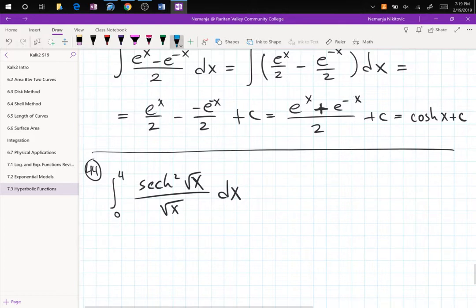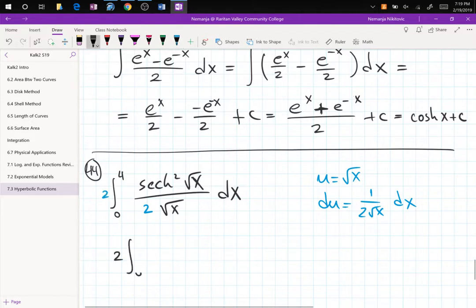So we have that u is equal to square root of x and du is, very good. So now I need a 2 and a 2 on top. So 2 integral, no, 0 to 4, I have to change that. Secant hyperbolic squared u du, and square root of 0 is 0, square root of 4 is 2. Nice.